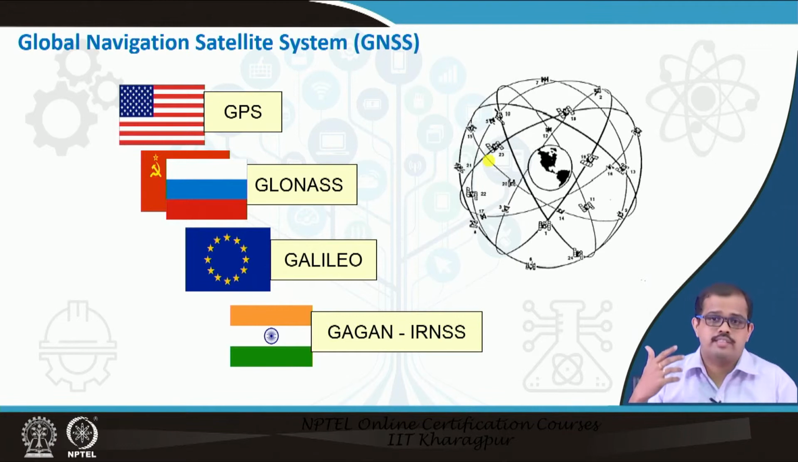Galileo is extremely good in terms of navigation in the Russian region, but you can also find support in many other regions where it is available. Then you have GAGAN by India. So GAGAN is the entire system. IRNSS, the Indian Regional Navigation Support System, is another aspect where India has integrated itself in providing navigation support.